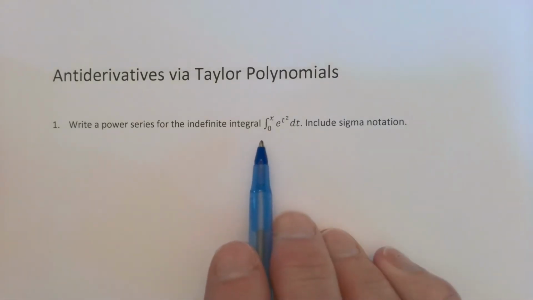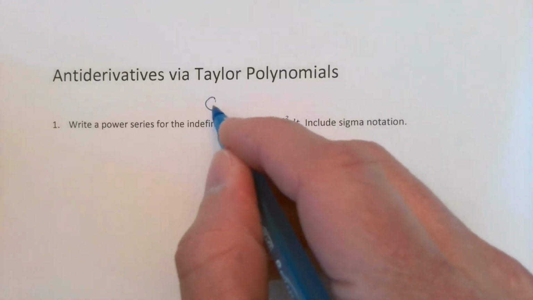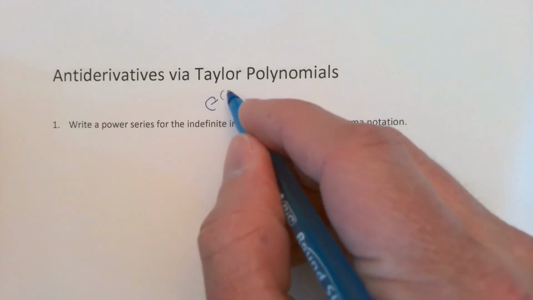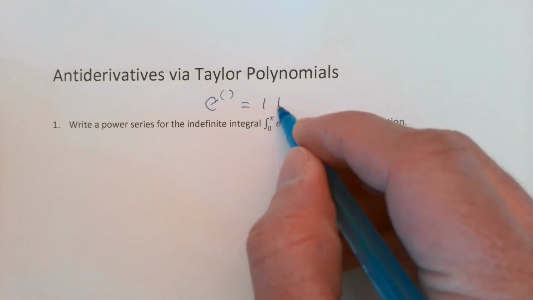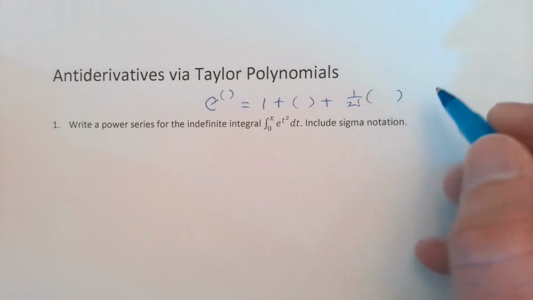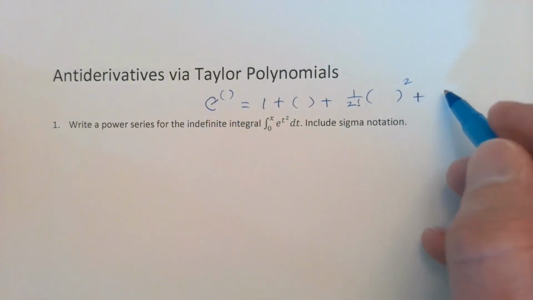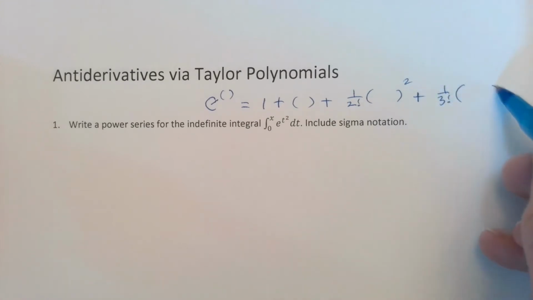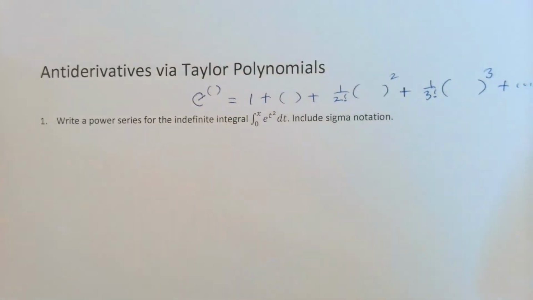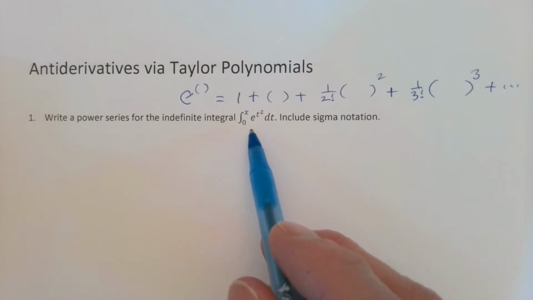We're going to take the indefinite integral from 0 to x of e to the t squared. And to get this started, remember that the Taylor polynomial for e to the x looks like this. Each place where I've left a little void is where the x goes. So x and x and x. And the next term is 1 over 3 factorial, x cubed, etc. But I don't have in mind today to put x in there. I want to put t squared in there. And so that's how I'm going to start this problem.